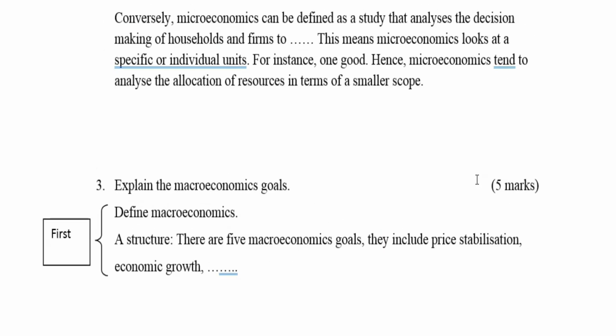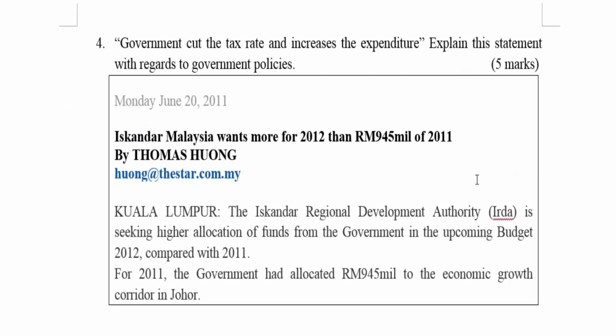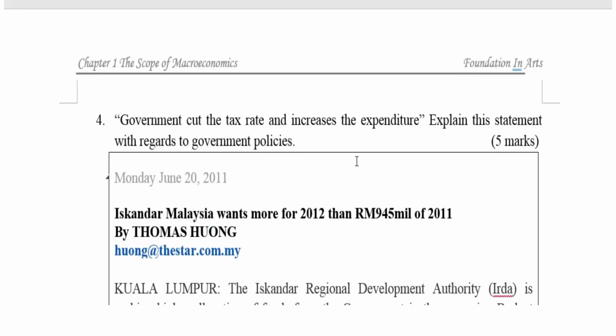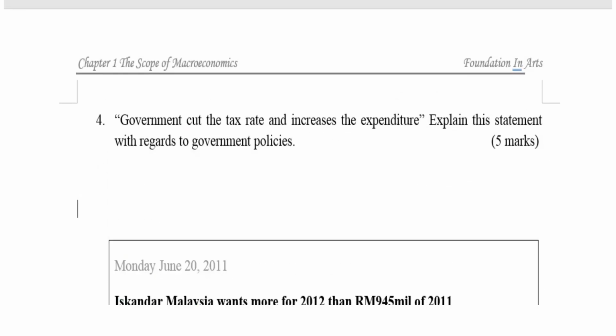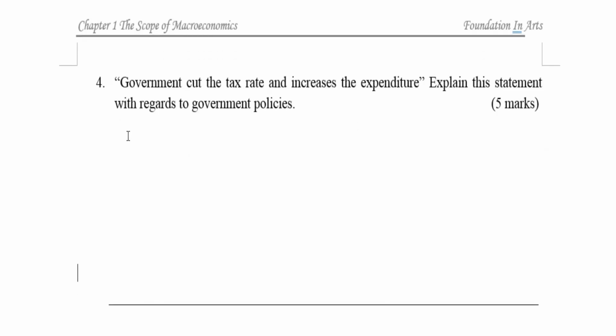So now let us look at question 4. Again, this is a 5-mark question, so we look at the marks to indicate how much we need to write. The government is cutting the tax rate and increasing expenditure. This means the government is using what type of policy?